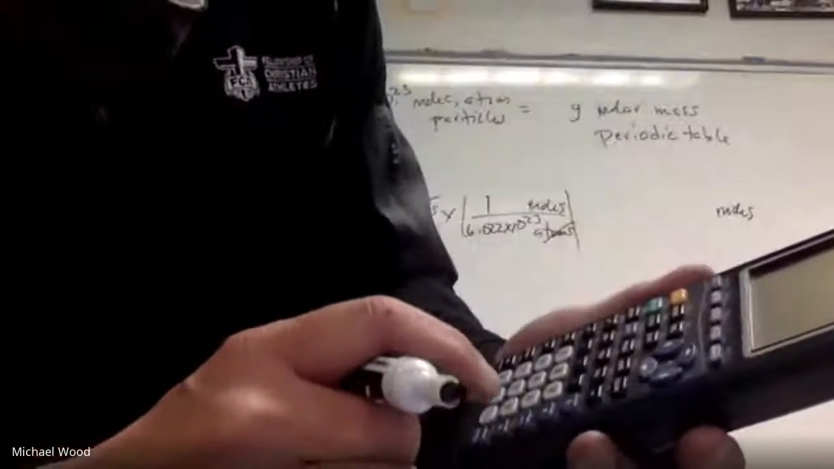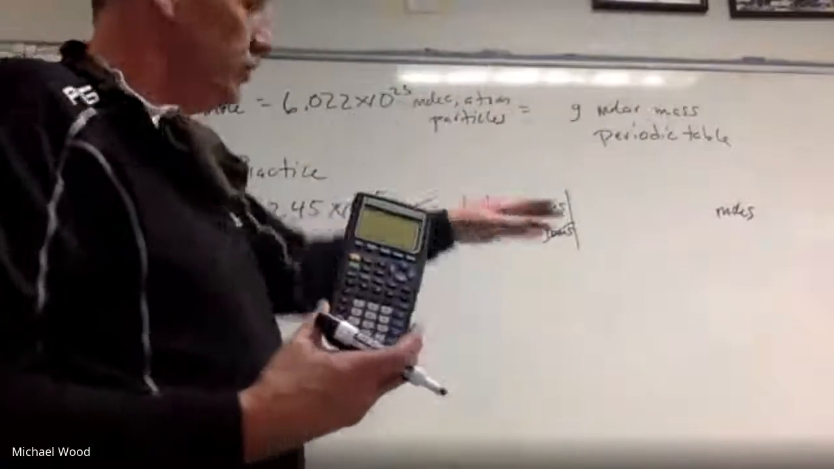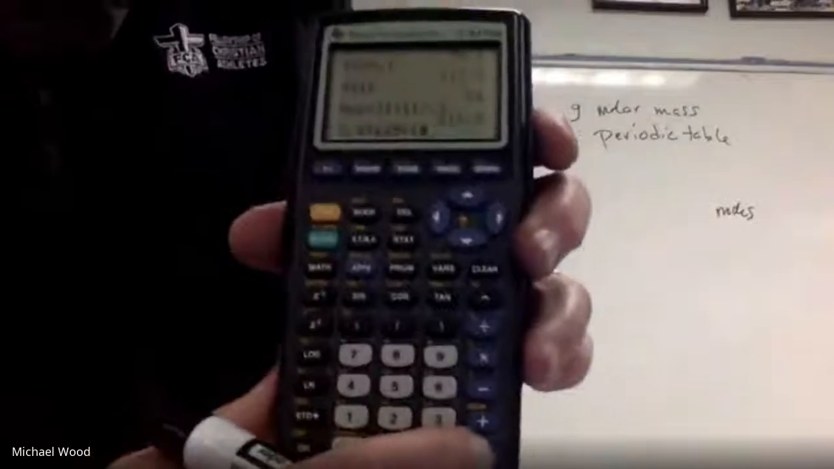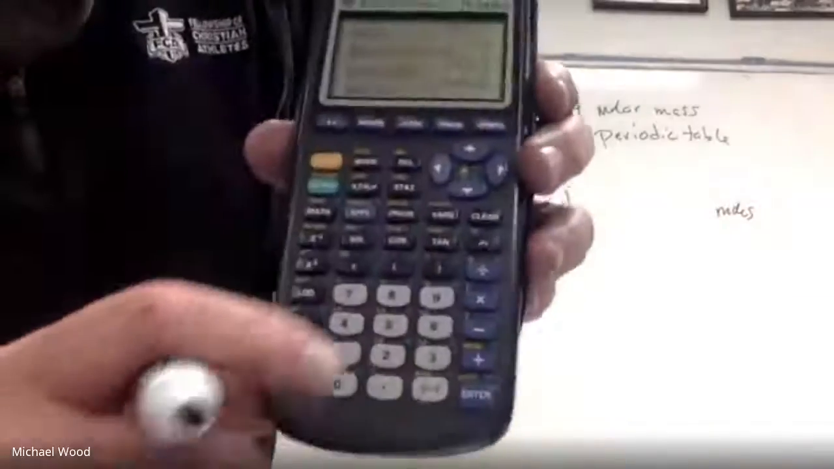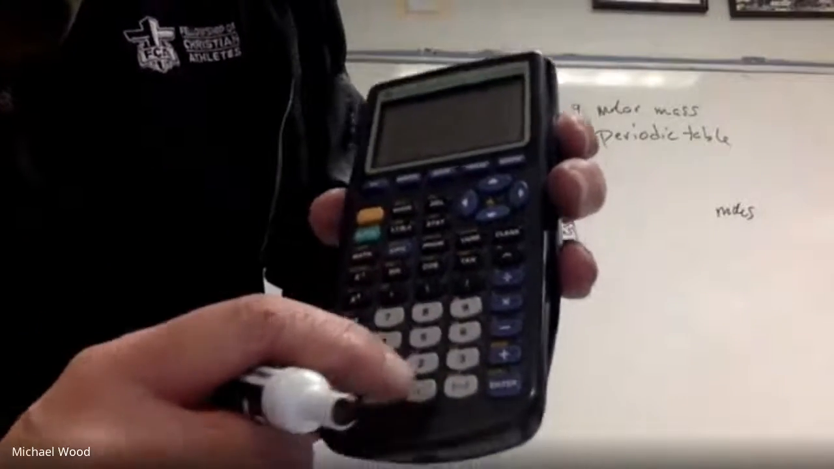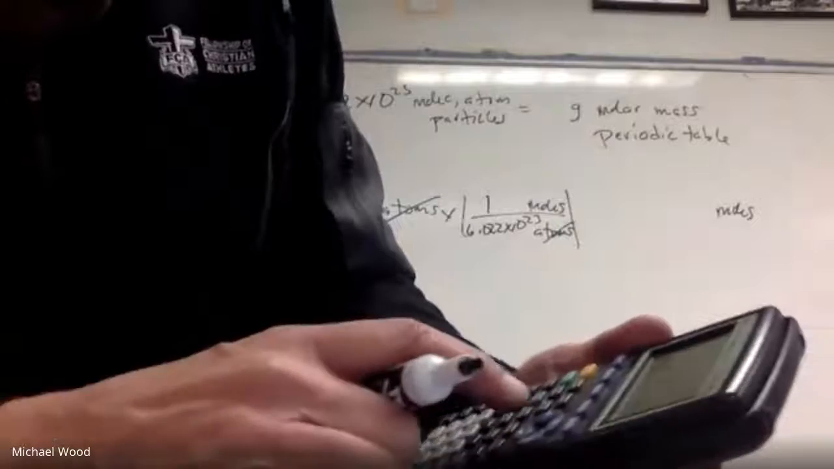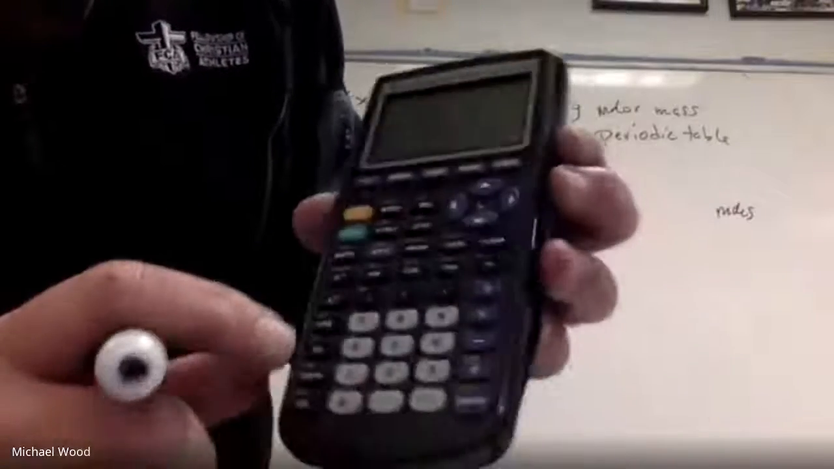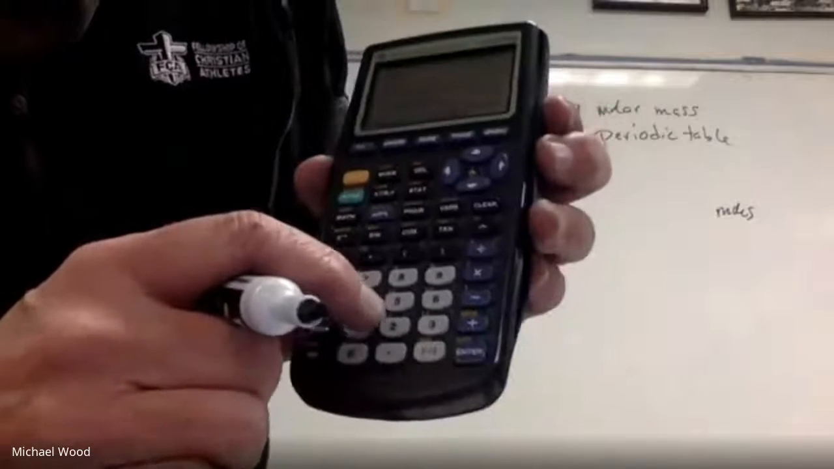And then I'll multiply by 1, so times 1, because that's what I do here, multiply the numbers on top. Then I hit enter, and then I divide by this number. So I go divided by 6.022. Whoops, I didn't do that right. 6.022. And then again, I go second exponent 23.